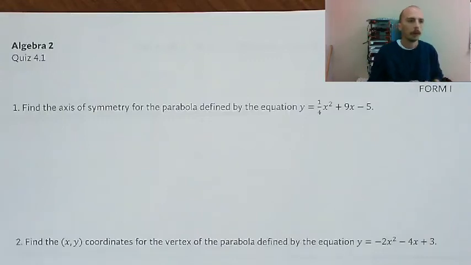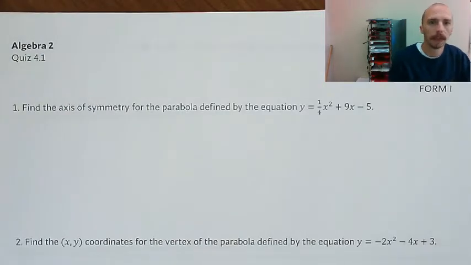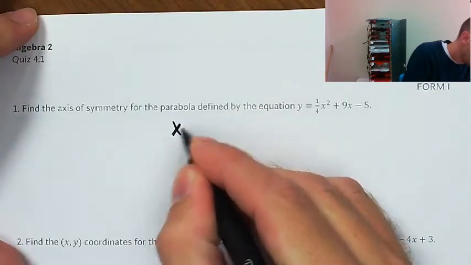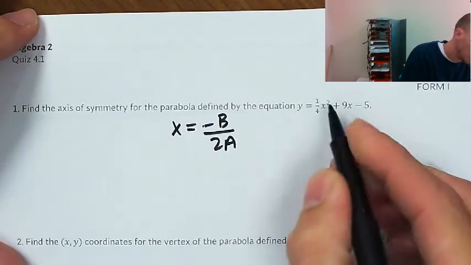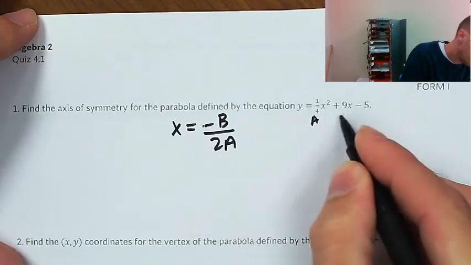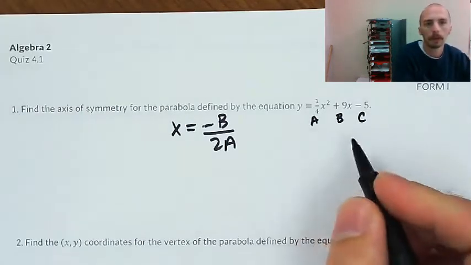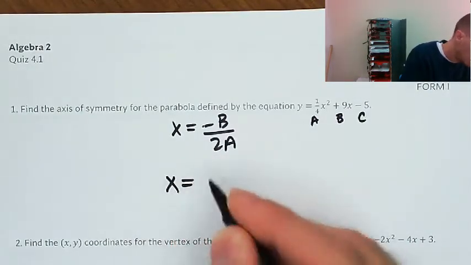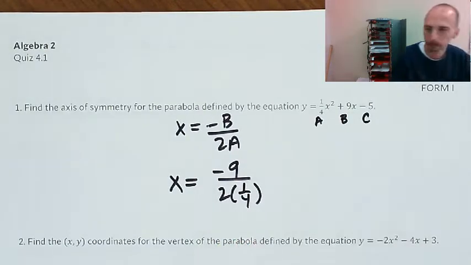Alright, welcome. In this video, I'm going to be working Algebra 2 Quiz 4.1, which is really all of our parabola basics. So first, we're going to find the axis of symmetry. The formula we need to know for the axis of symmetry is x equals negative b divided by 2a, where a is 1/4, b is positive 9, and c is negative 5. We're not going to use c. So it's going to be x equals negative 9 divided by 2 times 1/4.